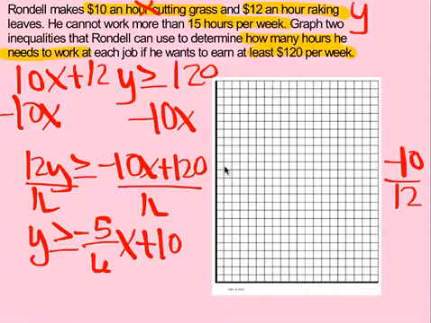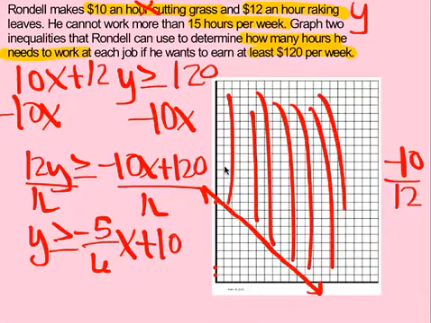So I'm going to go ahead and graph that line. I'm going to cross the y-axis at 10. So I have 1, 2, 3, 4, 5, 6, 7, 8, 9, 10. So there's 10 right here. And then I'm going to go down 1, 2, 3, 4, 5, and over 1, 2, 3, 4, 5, 6. Okay, so then I'm going to connect those with a solid line. And then we're going to shade up.